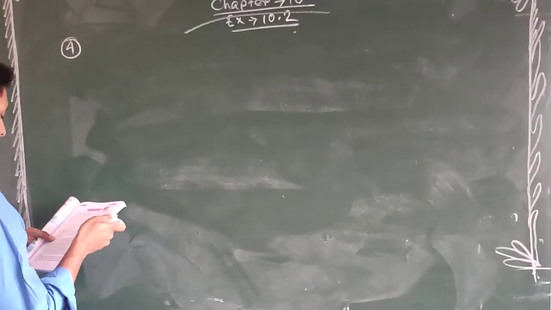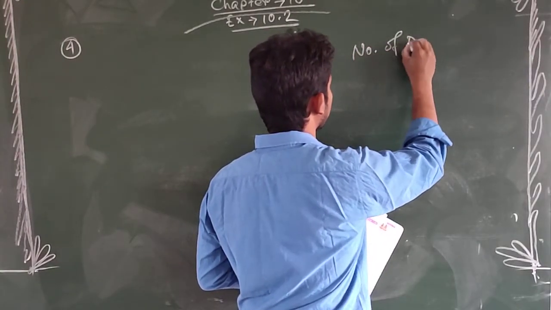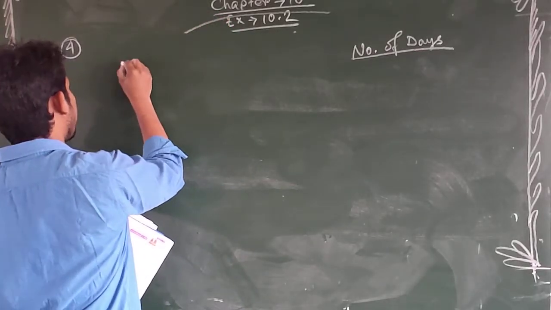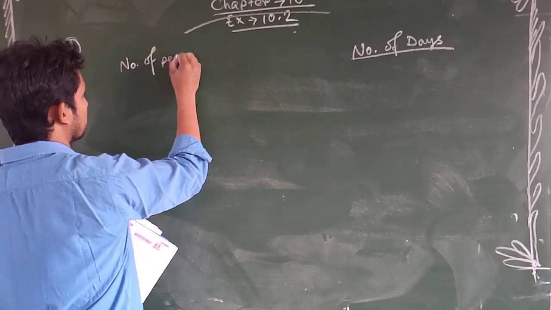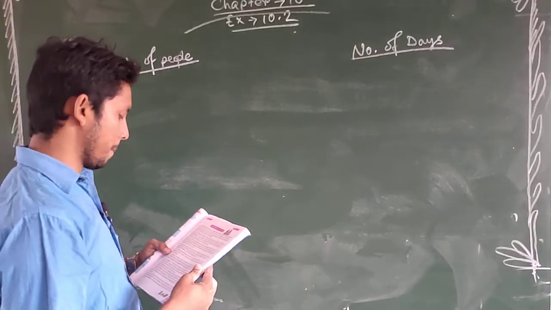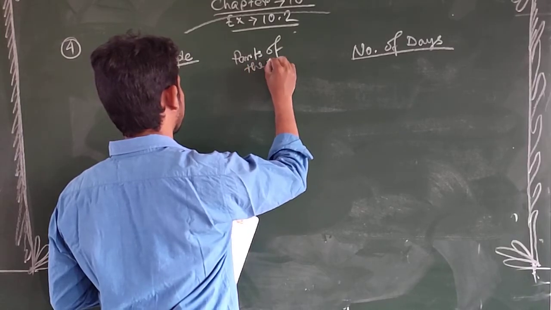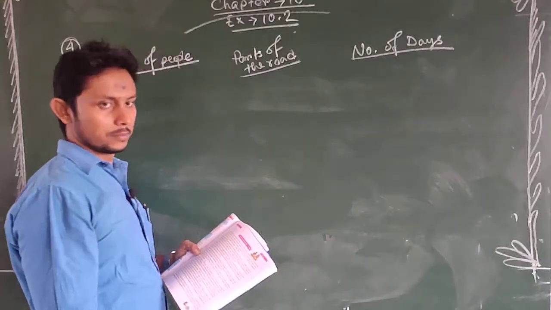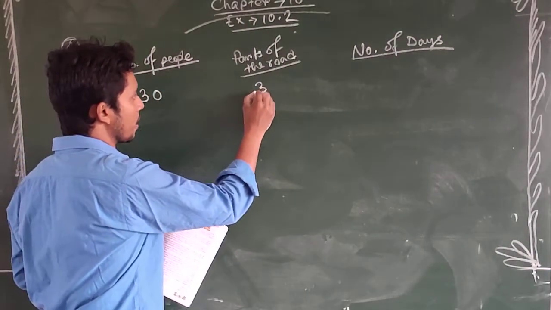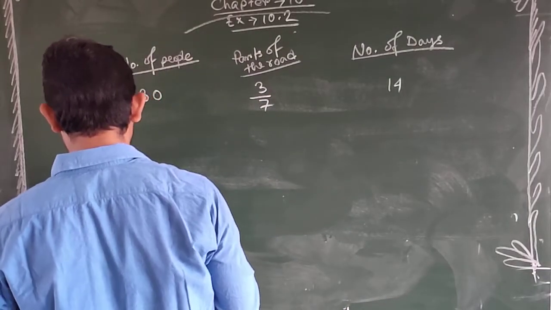So here write down, we need to find how many days it will require. So that's why number of days I am going to write at the last. Number of days, and number of people I am writing at first. You can write either number of people or people head. Don't write like that, it is not sounding good. Okay, and parts of the road. So number of people, there are 30 people. 3 by 7 part has been completed in 15 days.